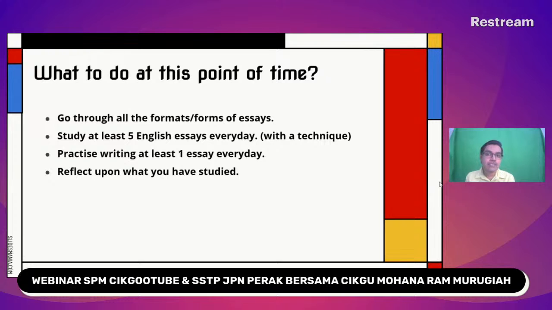Now, if possible, for the next 8 days until your SPM English paper, try to study at least 5 English essays every day. Okay, just allocate some time. I'm sure you are thinking on how to prepare, and some of you might be practicing writing now. Besides practicing, you also need to enrich yourself with more vocabulary, more input on writing skills. So one way to do it at this point of time is you can study at least 5 English essays every day, with a technique. As I put there in my slides, what do I mean by a technique?